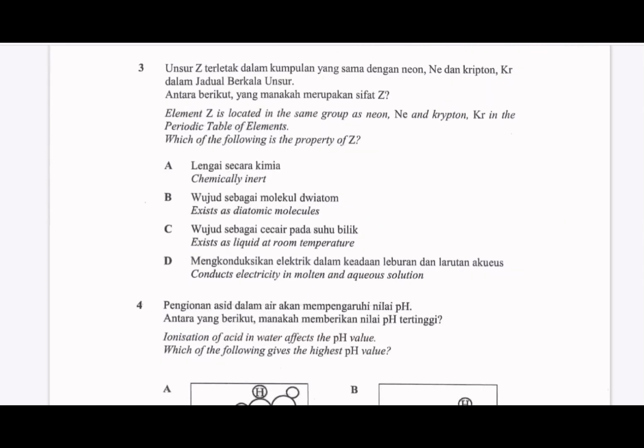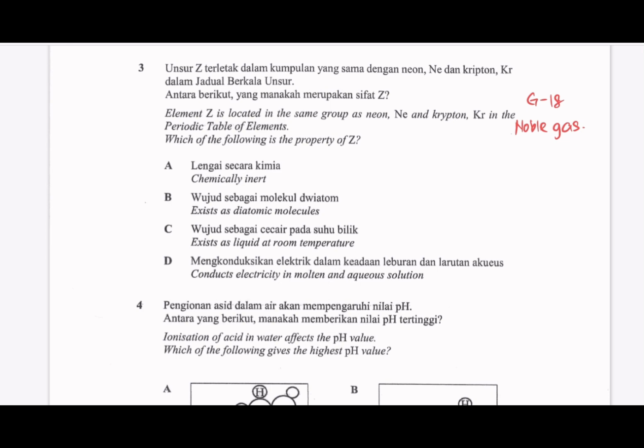Okay, for question number 3, element Z is located in the same group as neon and krypton. Okay, neon and krypton, we know that these are in group 18. So group 18 is the noble gases. Which of the following is the property of Z? So we're looking for the property of noble gases.